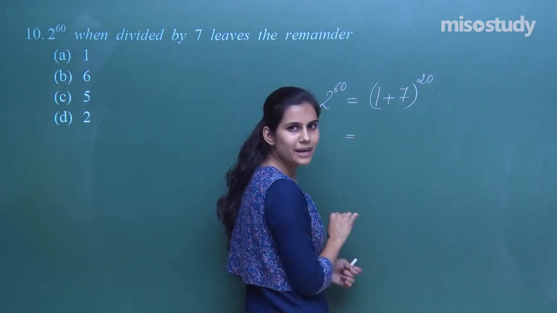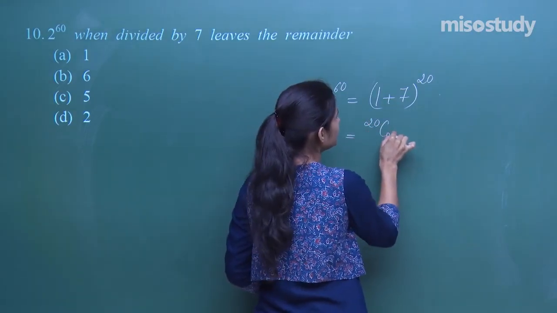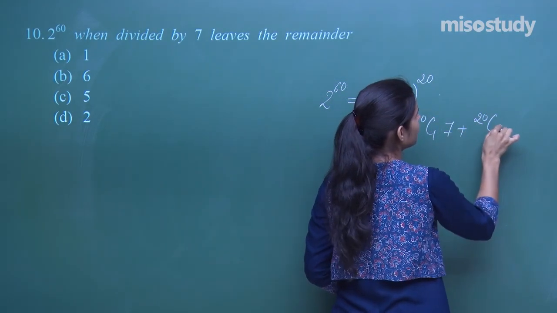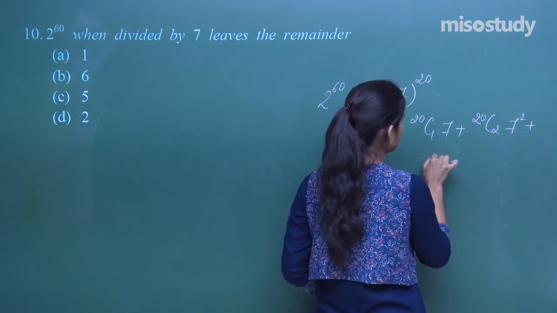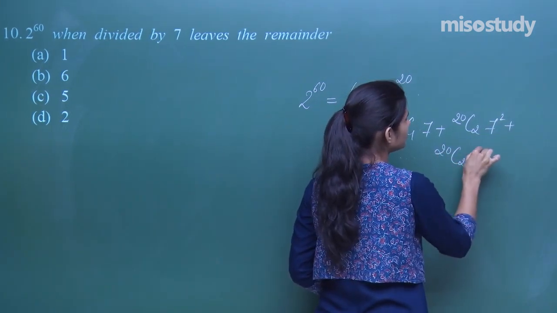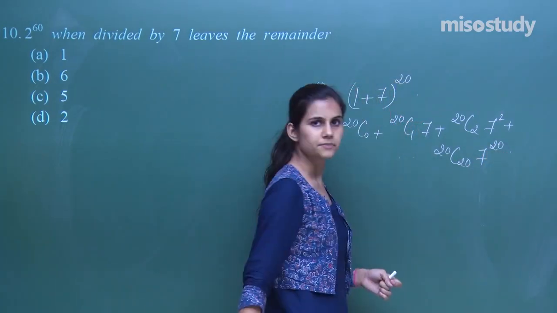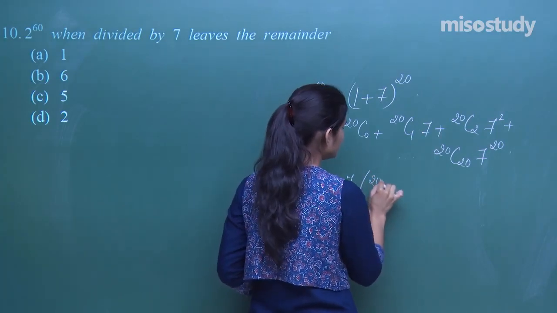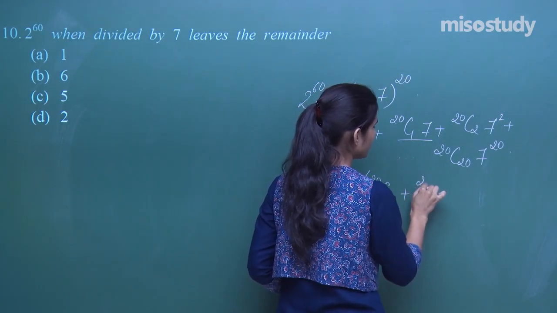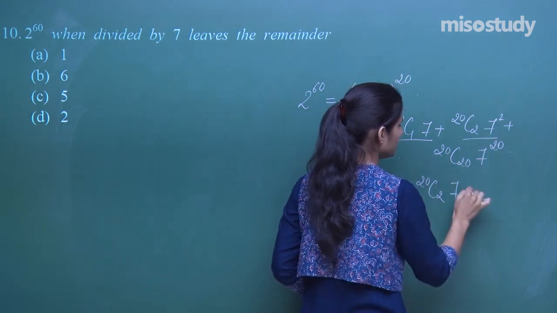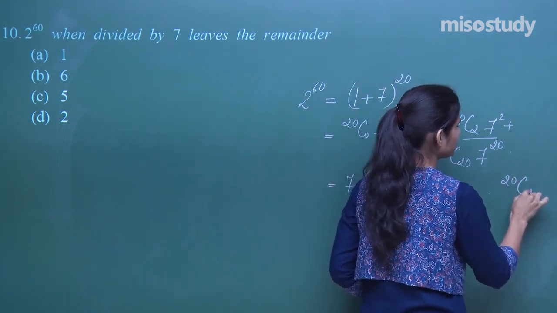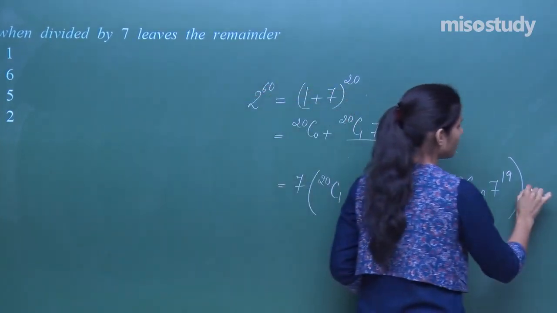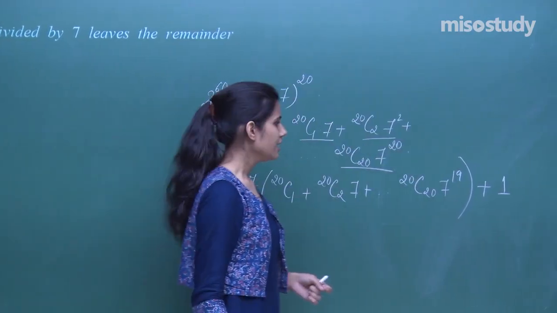Here I am going to use my expansion. So this becomes 20C0 plus 20C1 into 7 plus 20C2 into 7 square plus and so on 20C20 into 7 to the power 20. I can take out 7 common. I will be left with 20C1 plus 20C2 into 7 plus and so on 20C20 into 7 to the power 19, plus 20C0 outside because it doesn't have a 7 in there, that is 1.